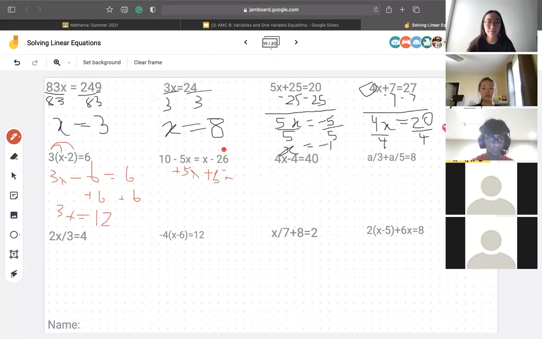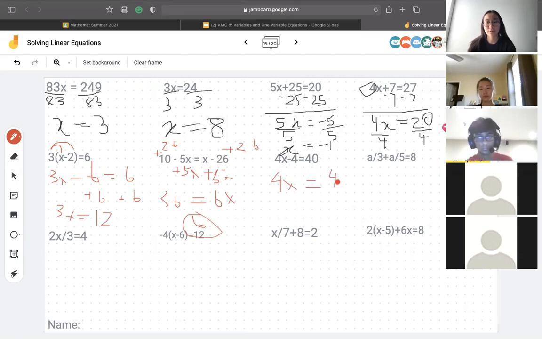And then we also add 26 to both sides to help us isolate x. So plus 26. And then once we've done that, we get 36 equals 6x. Divide both sides there by 6, and then you get x equals 6. So this next one, isolate x by adding 4 to both sides, and then that gets us 4x equals 44, x equals 11 when we divide both sides by 4.